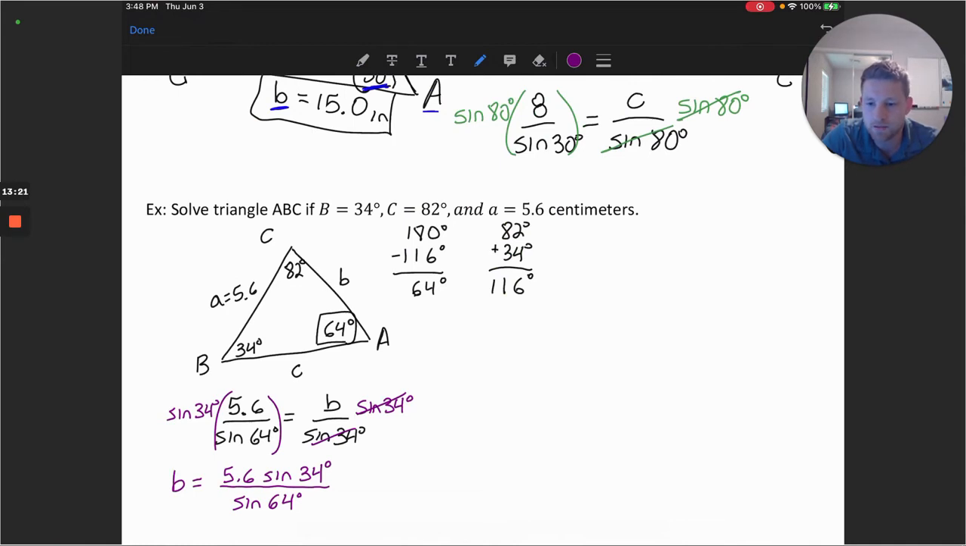Right? And if we put this ratio into our calculator, be careful that we're in degrees again. We'll round this one to the nearest tenth again. This side length B should end up getting 3.5 centimeters.